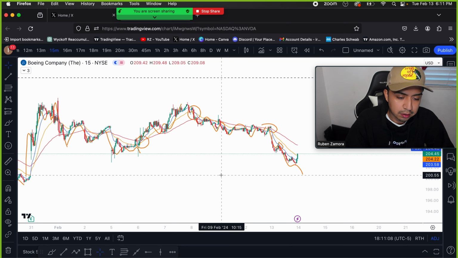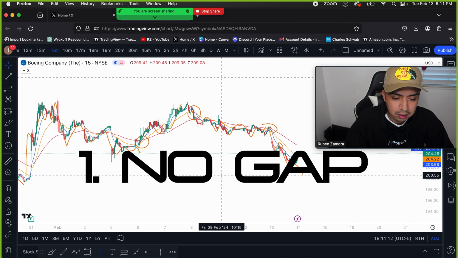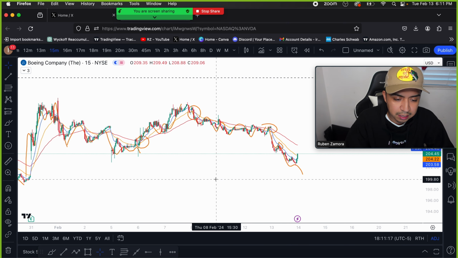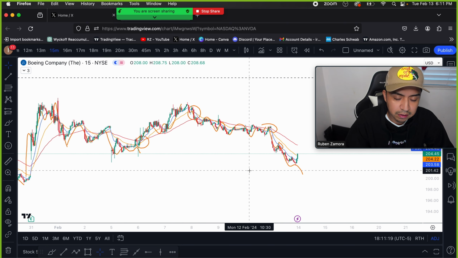Now the second indicator. The second indicator is called the no gap candle indicator. That indicator helps me fill in those gaps and helps me find supply and demand. So let me show you how.